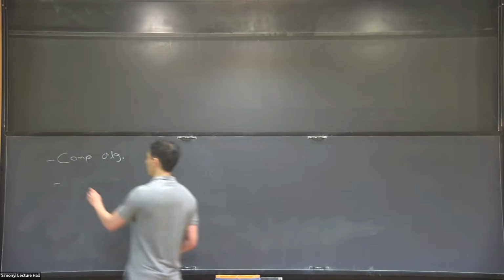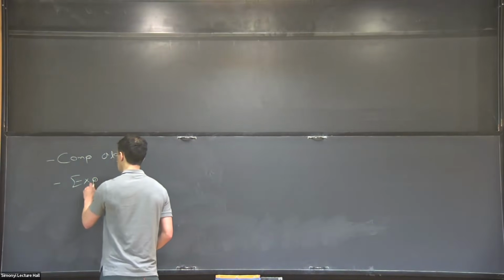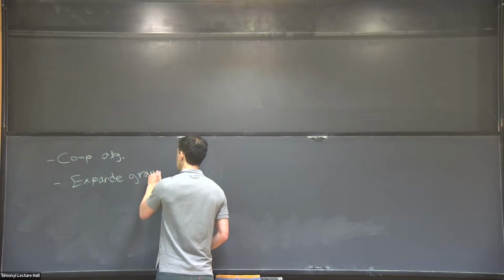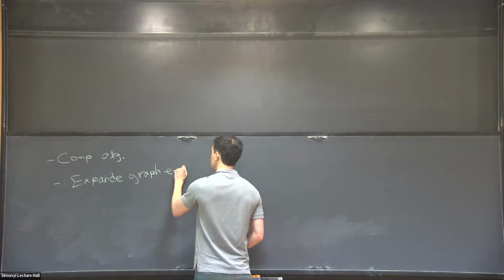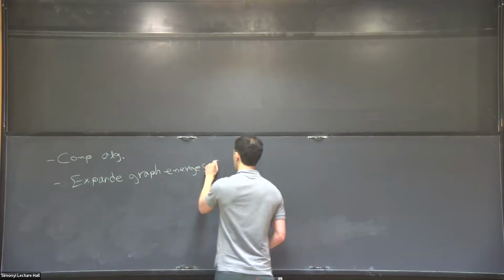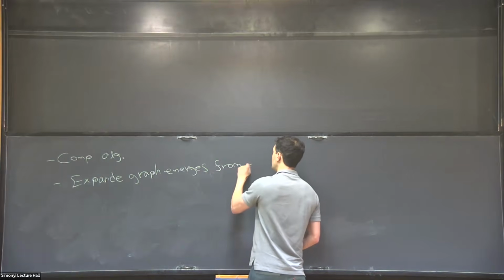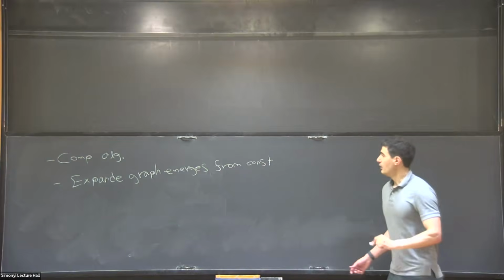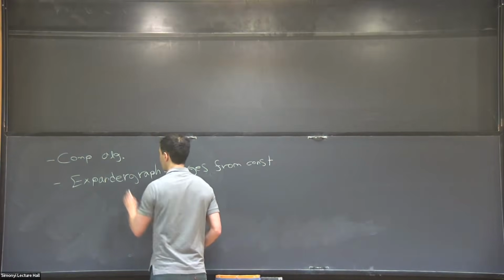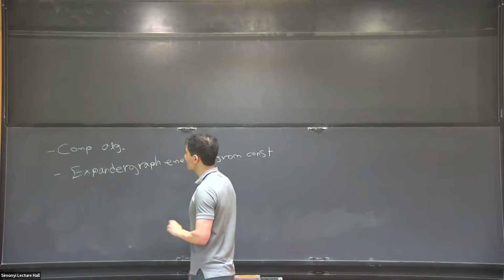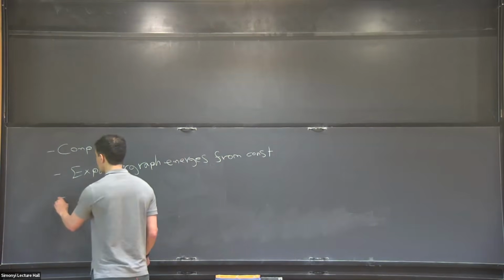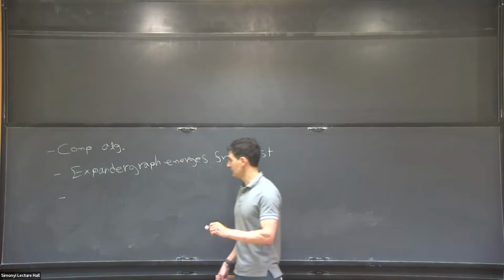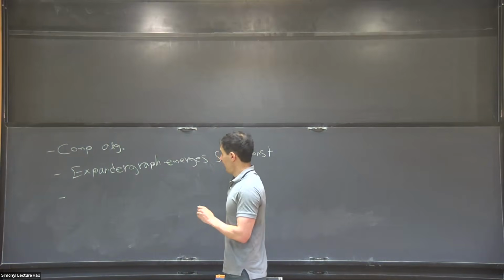So the expander graph emerges from the construction. Okay, so what is the construction? I'll tell you what the properties of the construction are, and then I'll tell you the construction maybe.